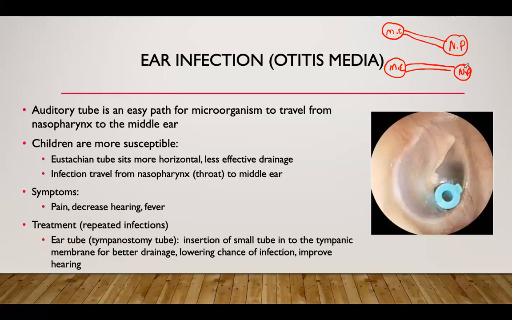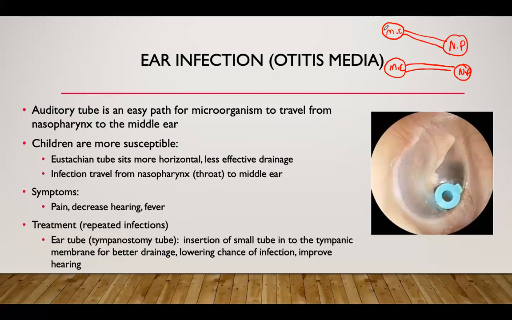Consequently, if there is an infection in the nasopharynx, this infection can travel up and infect the fluid that is inside the middle ear, and that's basically what we identify as an ear infection. In an adult, because of effective drainage, and because microorganisms have to travel up this tube to get to your middle ear, it's harder for them to accomplish the task, making adults less susceptible to ear infection. The good news is that if a child has continuous ear infections, there are solutions to that.